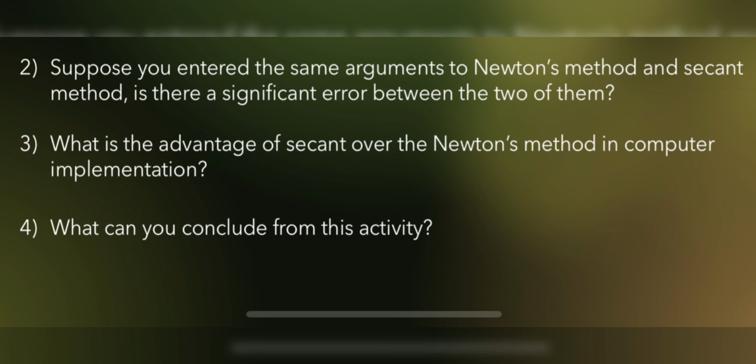Question number 4. What can you conclude from this activity? Based on our results and discussion using MATLAB, we conclude that the secant method is formally the most effective of the methods we have considered in this study. This is due to the fact that it has a convergence rate close to that of Newton's method but requires only a single function evaluation per iteration.